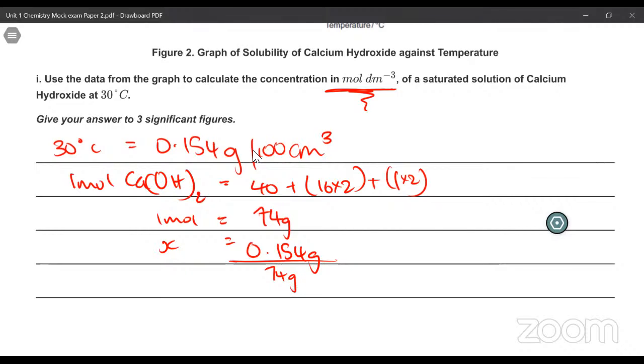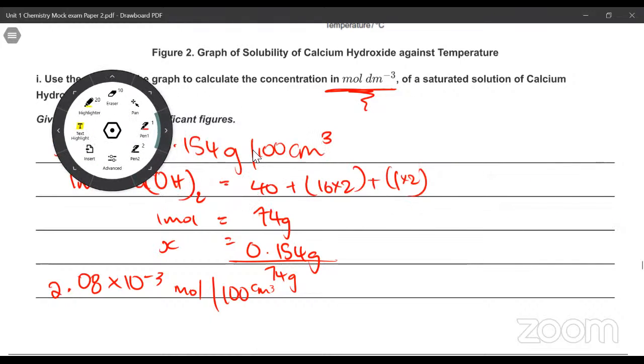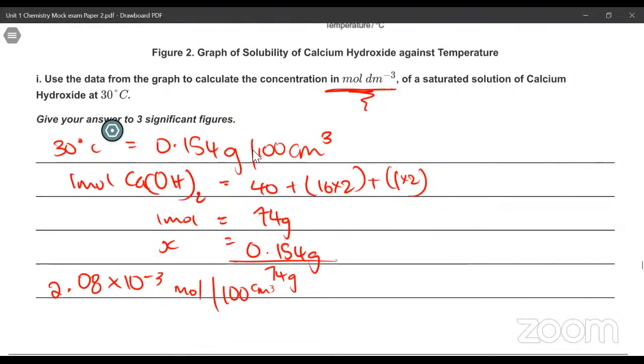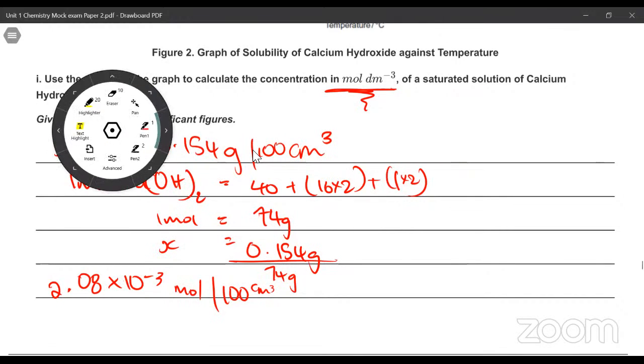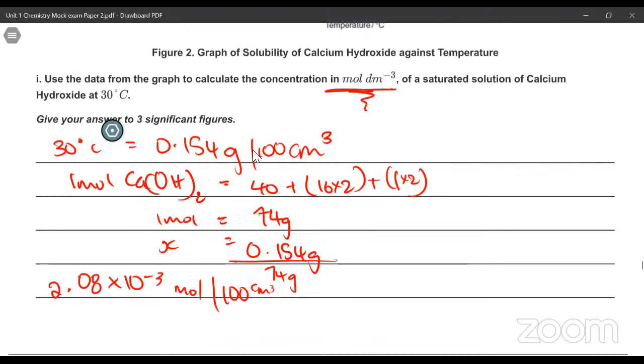And we will get 2.08 times 10 to the minus 3 moles of calcium hydroxide, right? Now we know that this amount, 2.08 times 10 to the minus 3 moles, is per every 100 centimeter cube. So we're going to have to do some conversion. So let me change the color of this pen so you can follow properly and don't get mixed up. All right, nice.